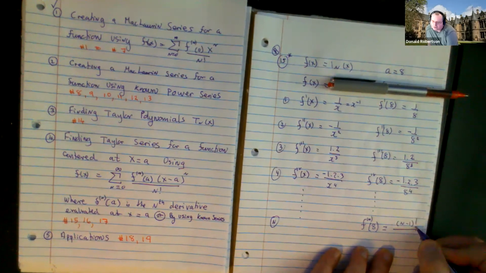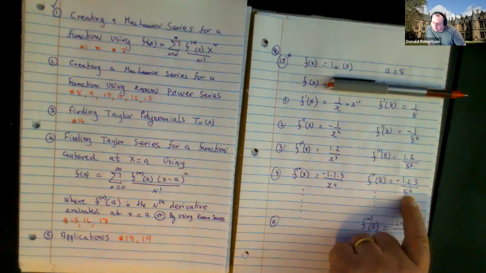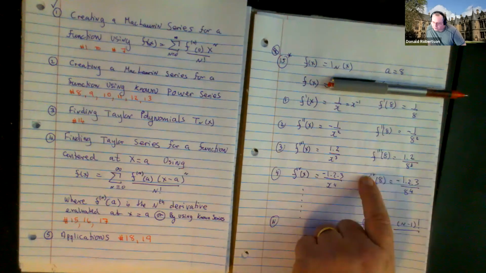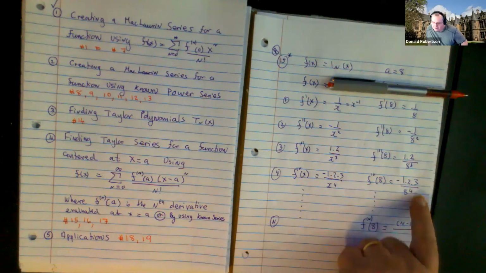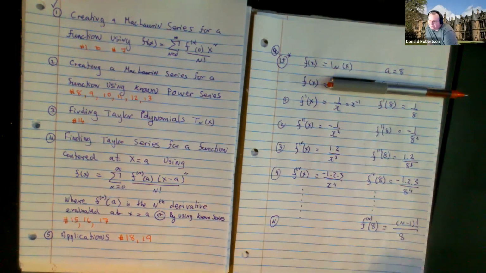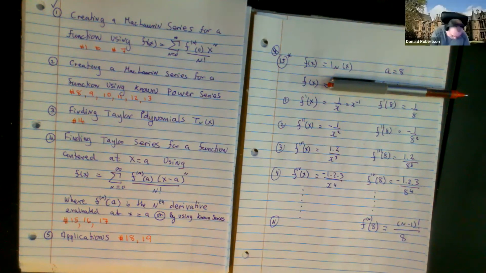Let's look at the powers of 8, because there's clearly a pattern here, isn't there? Third derivative, 8 cubed. Fourth derivative, 8 to the 4. Nth derivative, 8 to the n. Right, great.